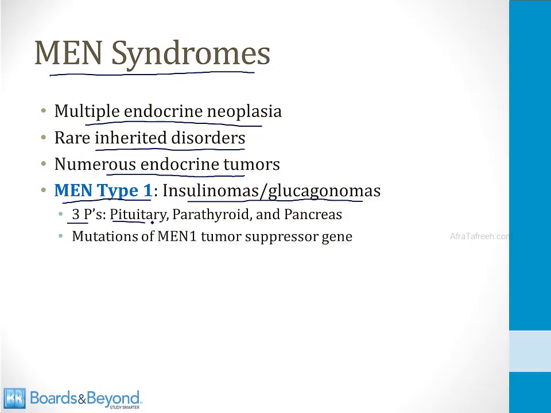It involves tumors of the pituitary gland, the parathyroid gland, and the pancreas, and the tumors in the pancreas tend to be insulinomas and glucagonomas. This syndrome results from mutations of the MEN1 tumor suppressor gene. And that concludes our module on the endocrine pancreas.